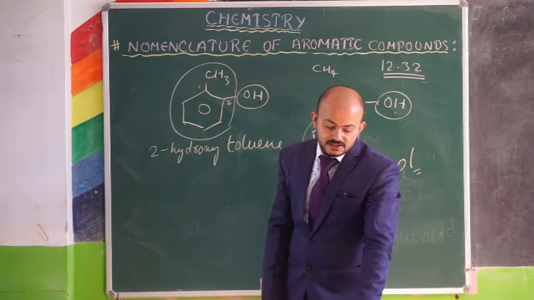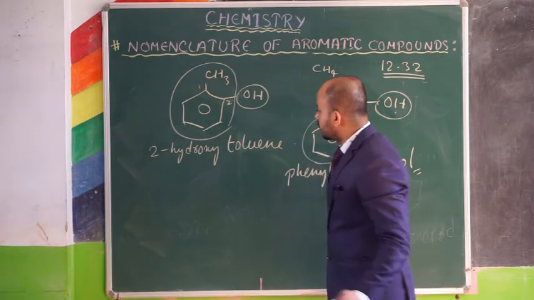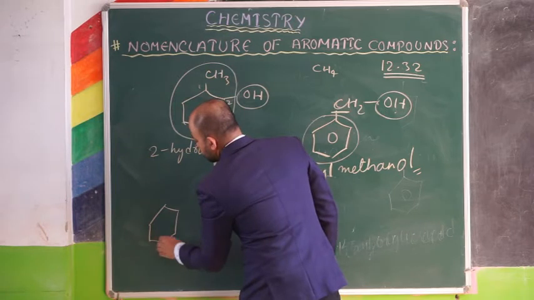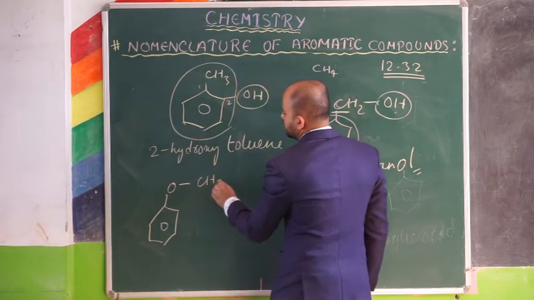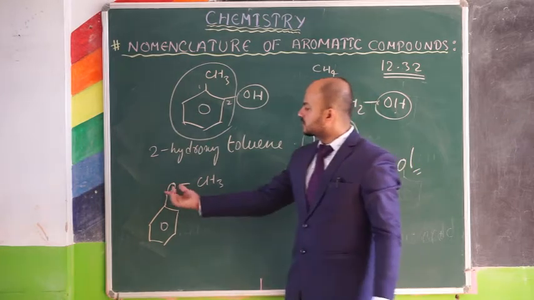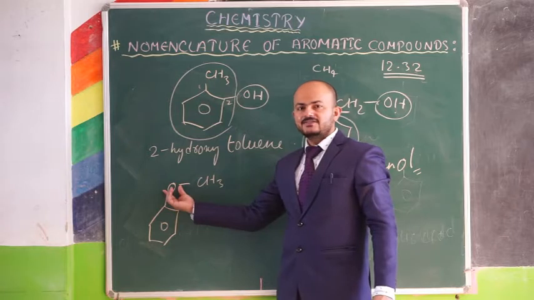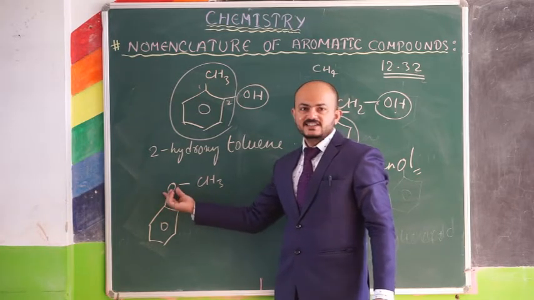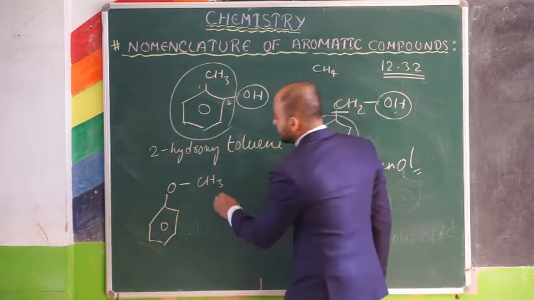Now let's discuss ethers. How are they named? Suppose you have a benzene ring, and in that you have O, and here suppose you have CH3. Now this is an ether, because this oxygen is attached to carbon on both sides. Now this will be written as this part.